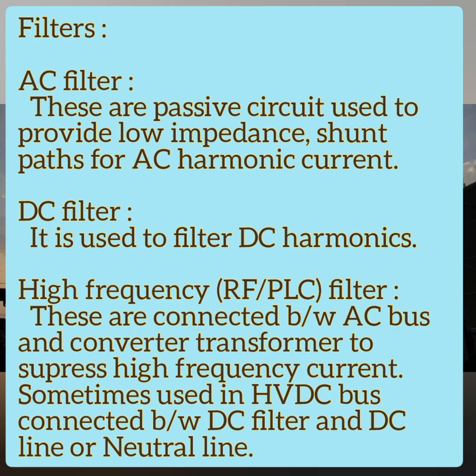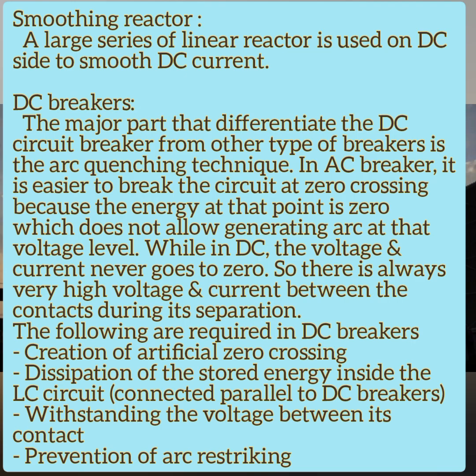Then the DC filter: in the DC yard, the DC line transfers to the other station. In parallel to the DC line we use this DC filter in order to eradicate the harmonics in the DC. Then high frequency filters. Normally these high frequency filters are mostly seen in between your AC bus and your converter transformer portion, or sometimes in the DC bus and DC filter areas. Mostly these high frequency filters are used to suppress the high frequency current flowing in your line. Next, smoothing reactors. A smoothing reactor is a large series linear reactor which is used to smooth the DC current.